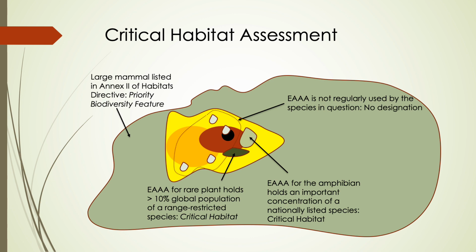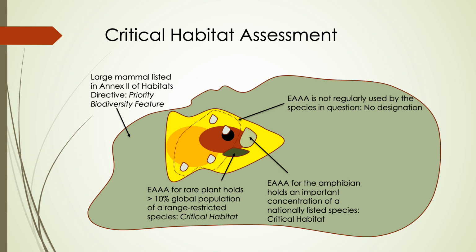So, here are some examples of critical habitat assessment. The large mammal satisfies none of the conditions in Table 1 for critical habitat. But because it is listed in Annex 2 of the Habitats Directive, it is designated a priority biodiversity feature. The rare plant is range restricted, and the EAAA holds greater than 10% of that species' global population. We determine this by using area as a proxy for population, where the area of the EAAA is divided by the total area of occupancy. If area of occupancy is not known, the extent of occurrence should be used.